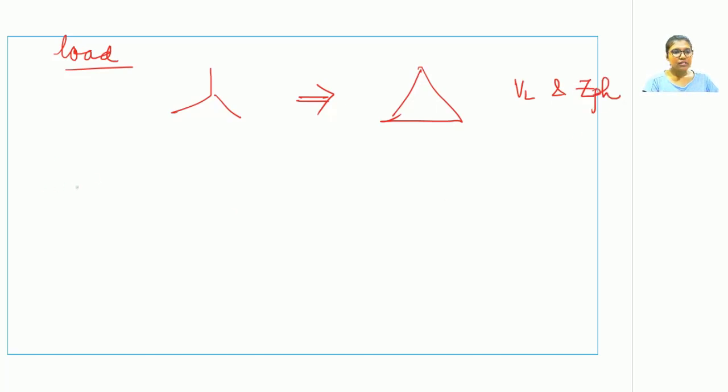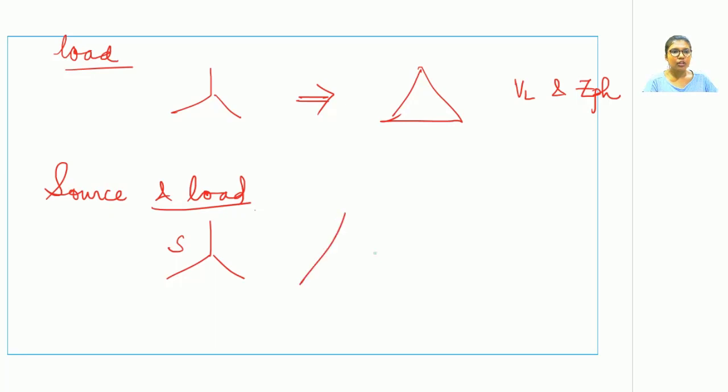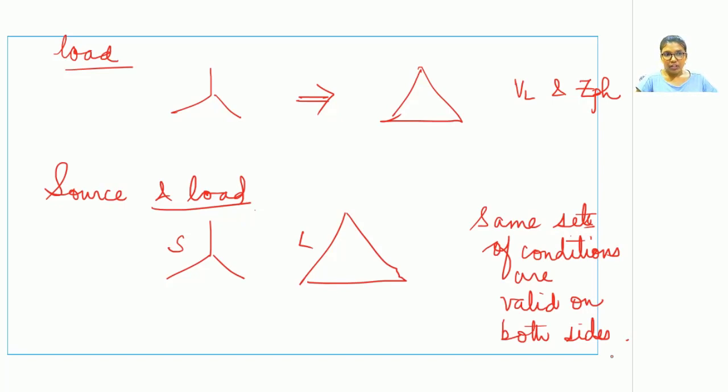But if there is a combination of source and load and none are changing their connection, like we solved in the previous question, source is of star type and load is of delta type. In that case, the same sets of conditions are valid on both the ends. So this is a very, very important difference one has to take care of while solving the numericals.